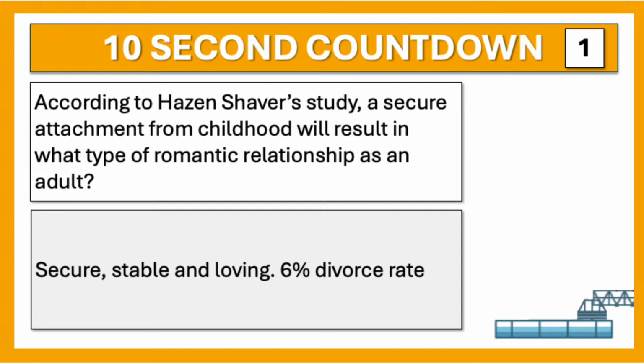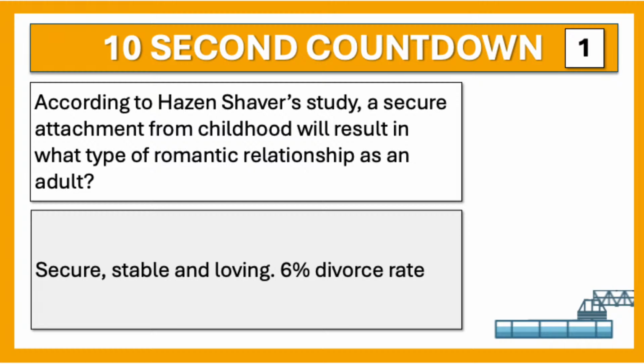And this one focuses particularly on the romantic relationship. So secure, stable and loving. And this is a great fact to get in. According to Hazen and Shaver, there was only a 6% divorce rate of those who had had this secure childhood when they were younger. So if you haven't got that one, it might be worth writing it down somewhere if you've got a pen and paper in front of you.